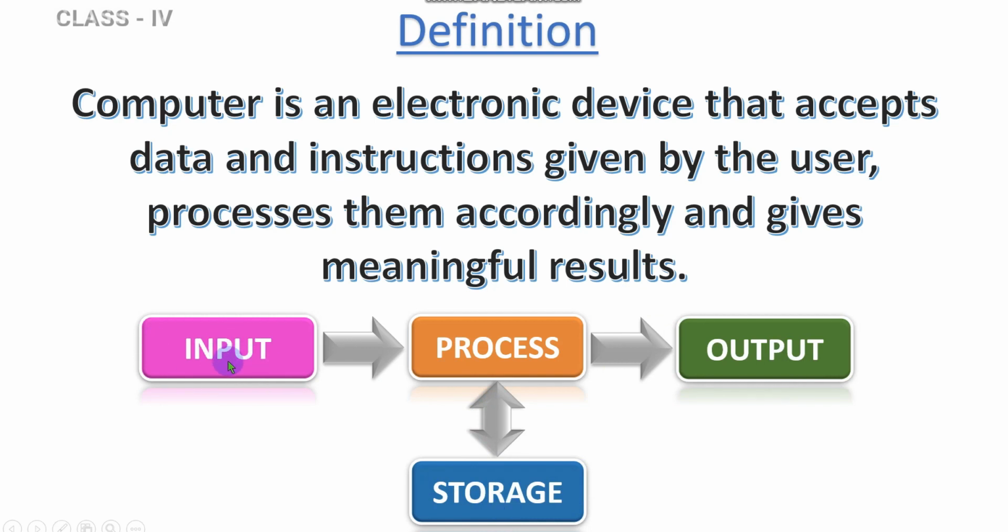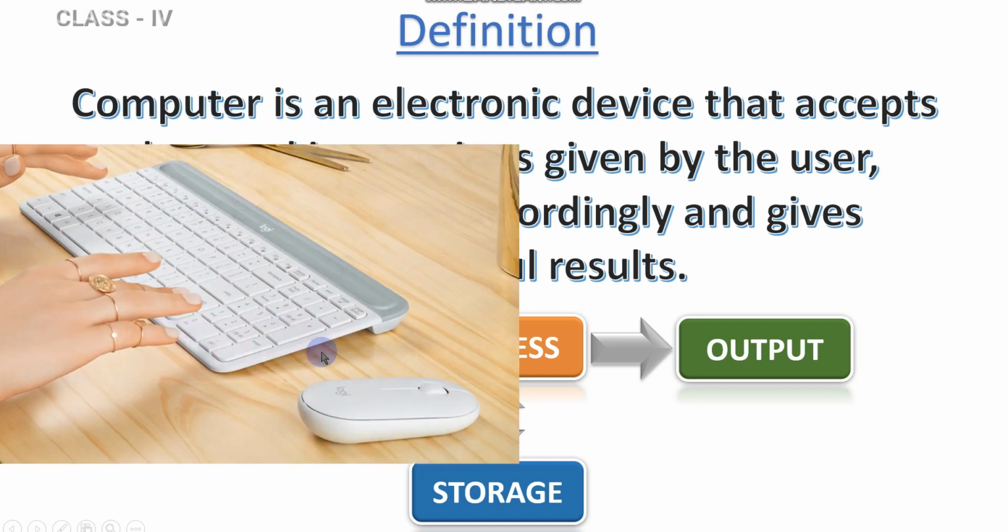As you can see over here in our first box, we have input. What will come under the input box? The data and the instruction. And here who is the user? We are the user, as we are inputting the data and instruction into the computer. We can insert data or information with the help of this keyboard and the mouse.